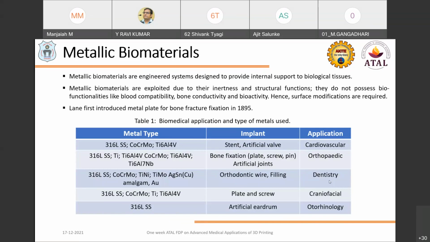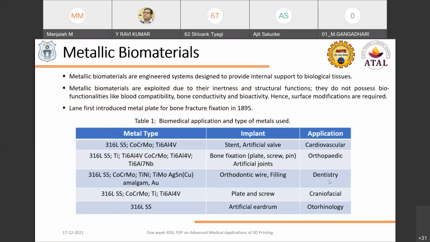If you see in this table, the biomedical application and the type of metals or alloys used for a particular application. You see here stainless steel, chromium, cobalt, or titanium are used for stents and artificial valves in cardiovascular applications, in heart surgery, the stents and so on are made with these. Even with the shape memory nitinol, stents are made. Wherever we require cardiovascular problems to be addressed, those kinds of applications are used.